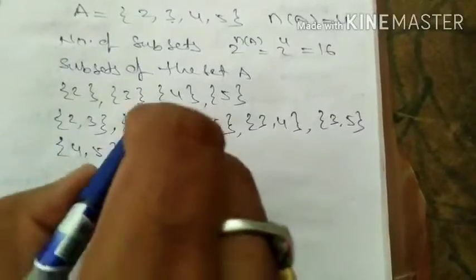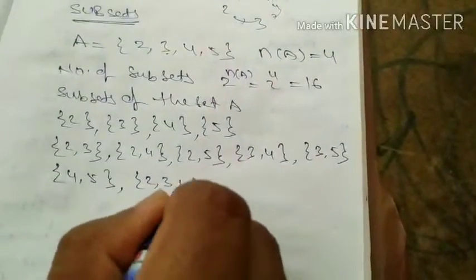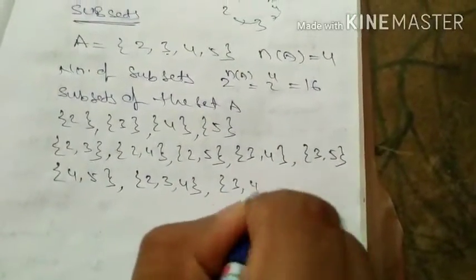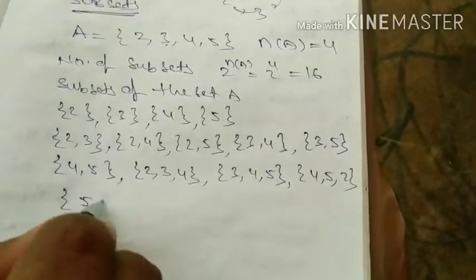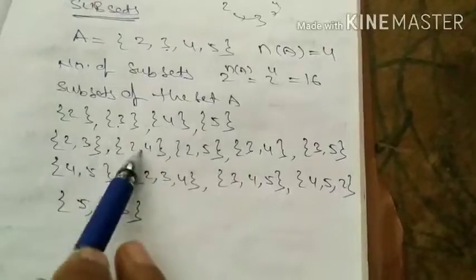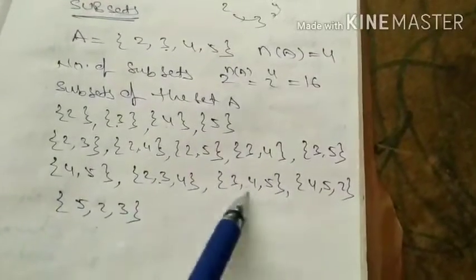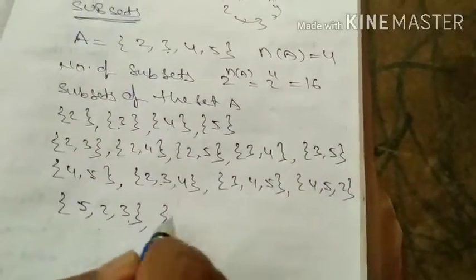Next, three elements. That is like cyclic. So 2, 3, 4, 5. Write cyclic. You can write 2, 3, 4, starting with 2. Next 3, 4, 5. Next 4, 5, 2. Next 5, 2, 3. So once count: 1, 2, 3, 4, 5, 6, 7, 8, 9, 10, 11, 12, 13, 14. More 2. What are they? The set with 4 elements.